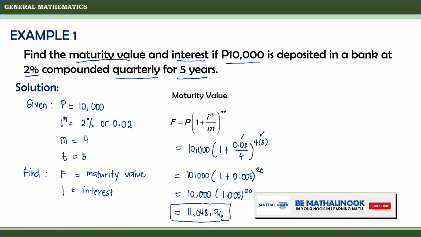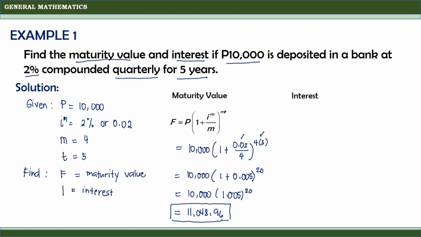Since the maturity value is equal to 11,048.96, then we can solve now for the interest. Remember, from our previous discussion, the interest is equal to the future value minus the present value. So therefore, to solve for I, we need to subtract 11,048.96 and 10,000. Finally, we will be having the answer 1,048.96. Therefore, the accumulated interest is equal to 1,048.96.